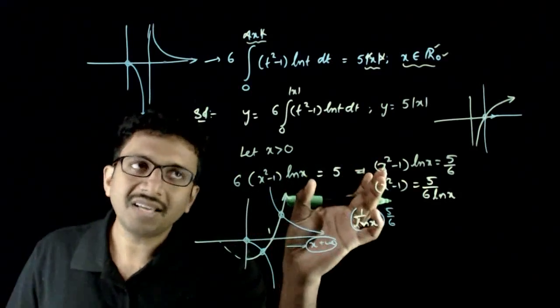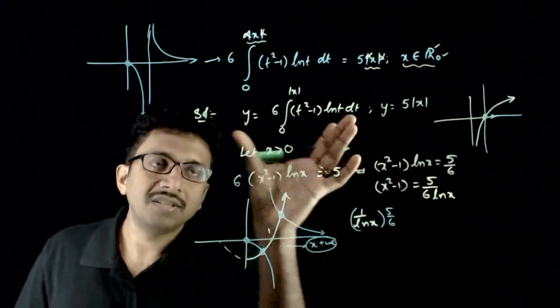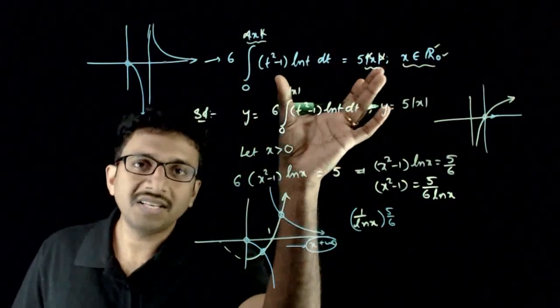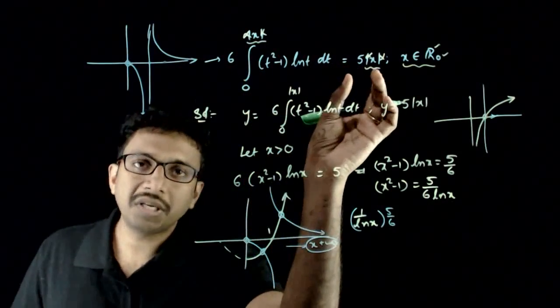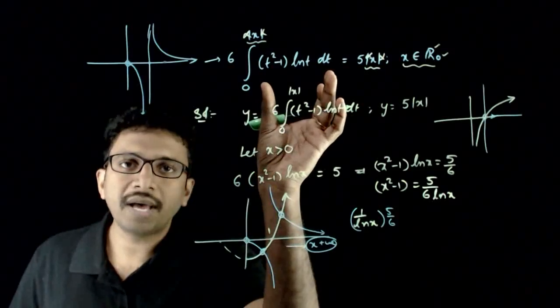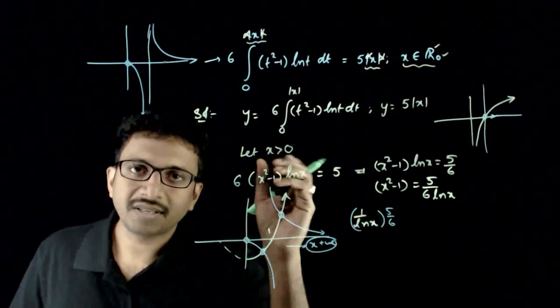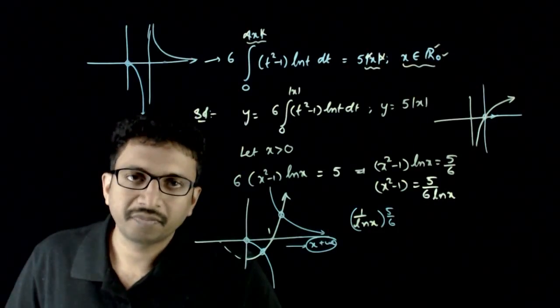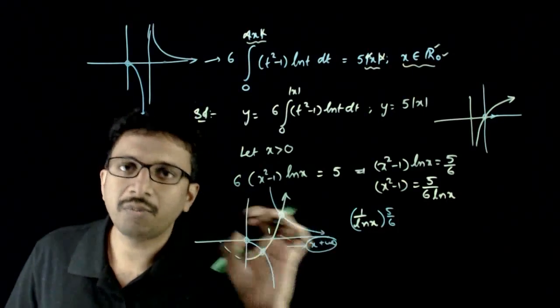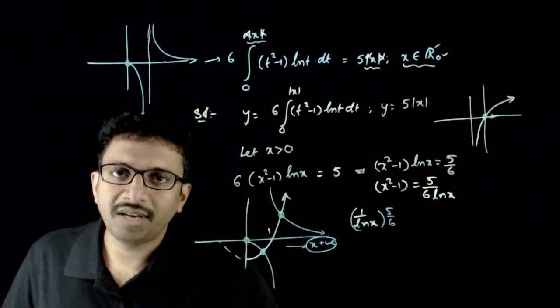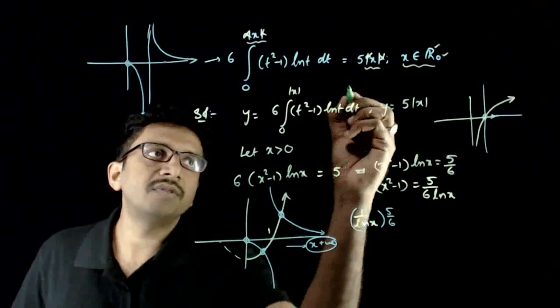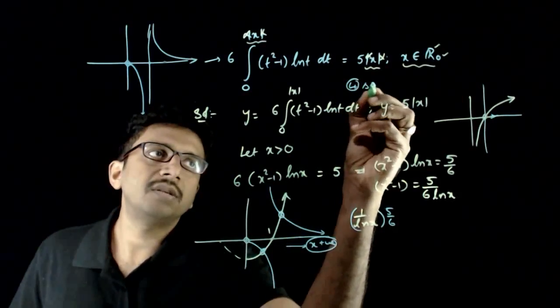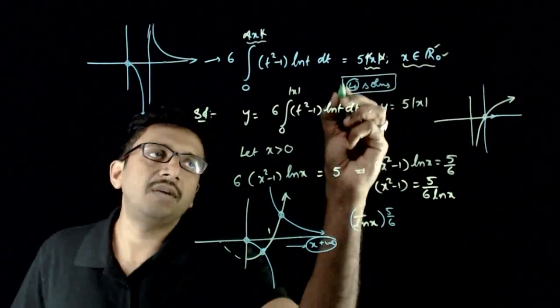Because this is an even function, and this is also an even function, whatever solutions you have on the right side of x, you have the same solutions on the negative side of x also. Hence, you have 2 solutions on the positive side and 2 solutions on the negative side. Hence, the total number of solutions is 4. We have 4 solutions to this equation.